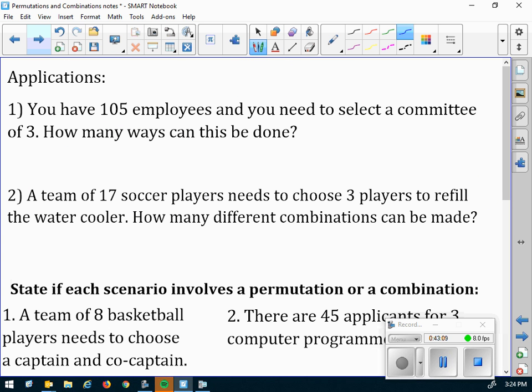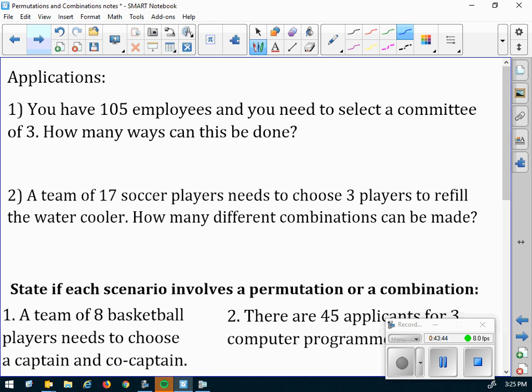All right, let's take a look at this. All we're going to do here is set them up. We're going to decide if it's a combination or a permutation. Look at number 1. You have 105 employees and you need to select a committee of 3. How many ways can this be done? Permutation: order matters. Combination: order does not matter. Permutation is officers. Combination is a committee.